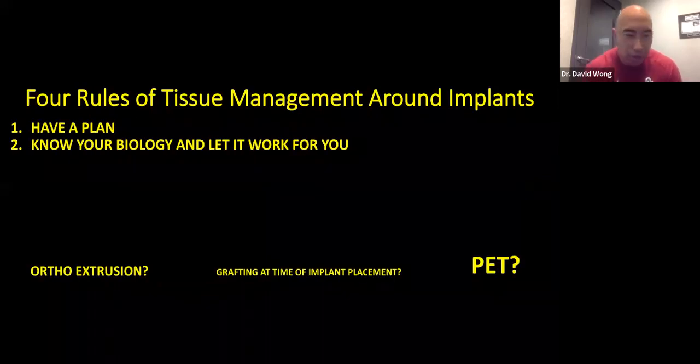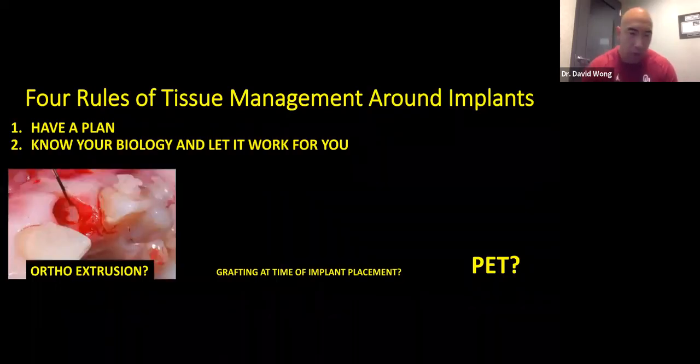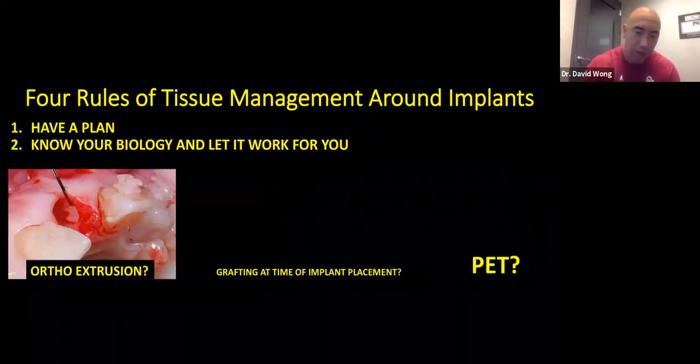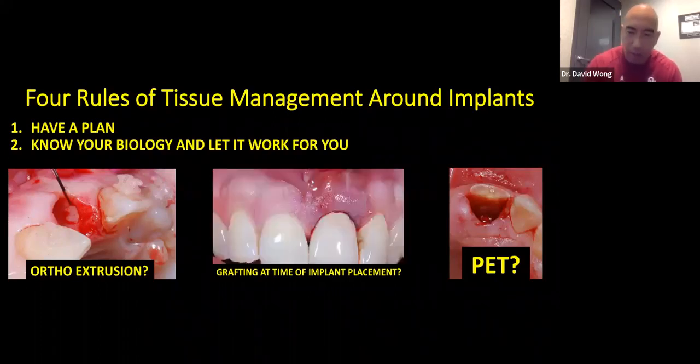We also want to know what other procedures outside of soft tissue grafting are available to us, such as ortho extrusion to improve the interproximal bone levels, which improves our chances of success in soft tissue grafting. We also have to look at emerging techniques and technology, such as the partial extraction therapy, where we leave the root shield on the facial to protect the facial bone to keep it from collapsing. And finally, we have to consider other things like the sequence of treatment, which in this case would be immediate implant placement followed by perhaps some soft tissue grafting.